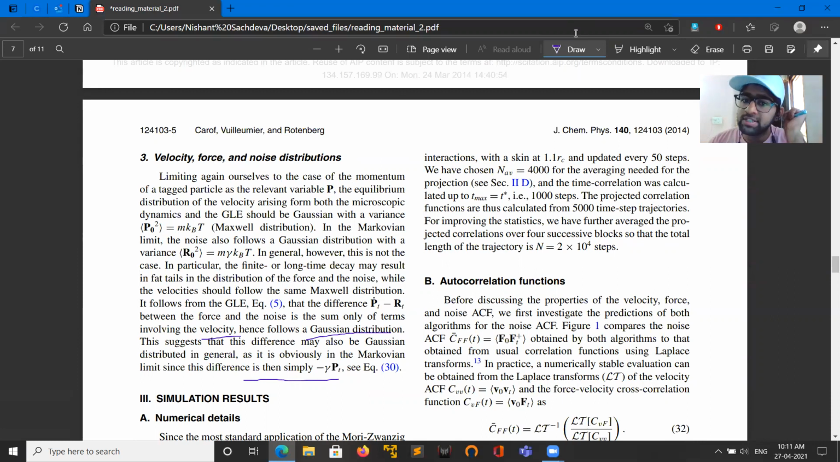We have chosen n average equals 4000 for the averaging needed for the projection. The time correlation was calculated up to T max, that is 1000 steps. The projected correlation functions are thus calculated from 5000 time step trajectories. For improving the statistics, we have further averaged the projected correlations over 4 successive blocks, so that the total length of the trajectory n is 2 times 10 to the power 4 steps.